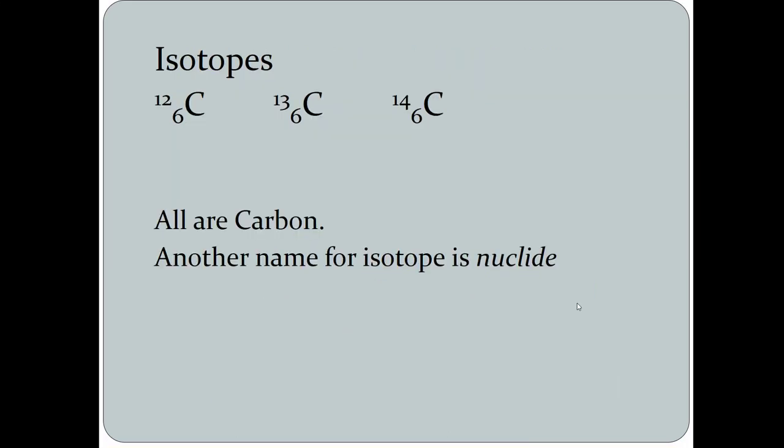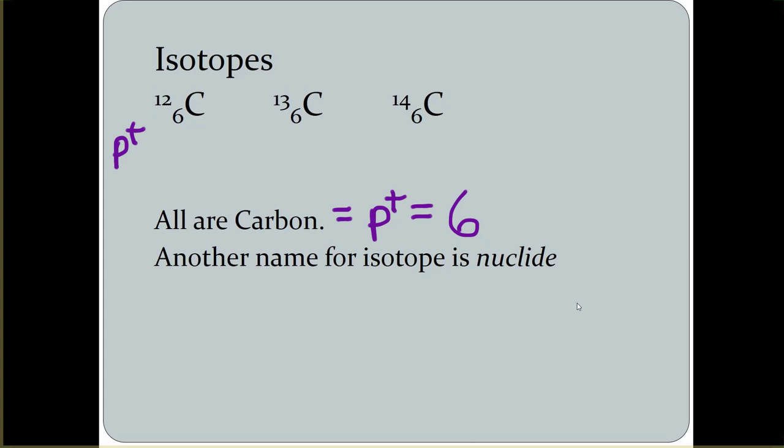Here are 3 isotopes of carbon, and I've written them in their nuclear symbols. So we have carbon-12, we have carbon-13, we have carbon-14. So they all have different masses and they all have different numbers of neutrons. However, all of them are carbon. So because they are all carbon, their proton number is always 6. So let's figure out how many neutrons each of these isotopes have. So we know that they all have 6 protons because it's carbon.